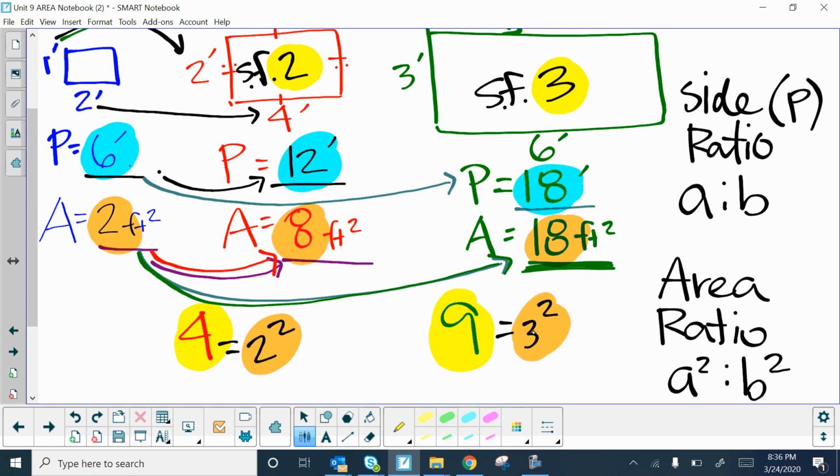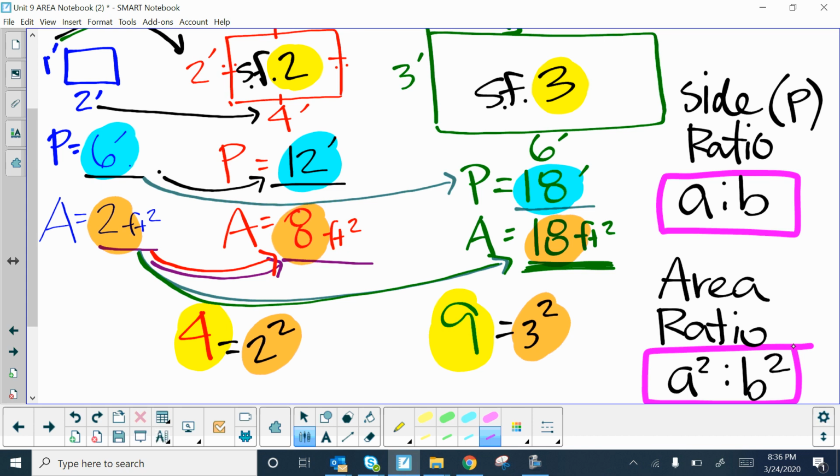Okay, so we're going to do some problems working with area and similar figures. And I really highly encourage you to work on using these ratios right here. Then I'm going to show you in these examples how to use those ratios. So we're going to do 3 examples with these right here.